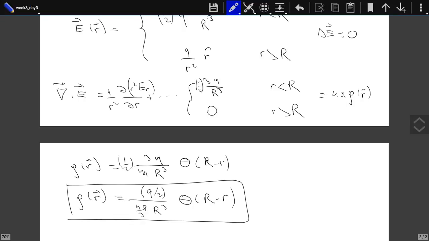So there should be an addition to this. This will no longer be correct. There will be plus a surface charge, which we should calculate. Well, it will be a Q over 2 distributed over the surface uniformly.